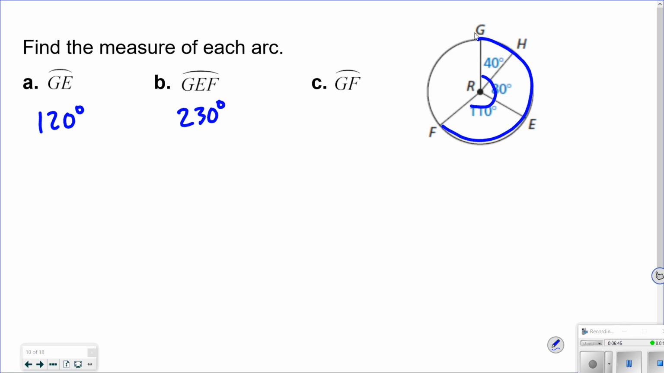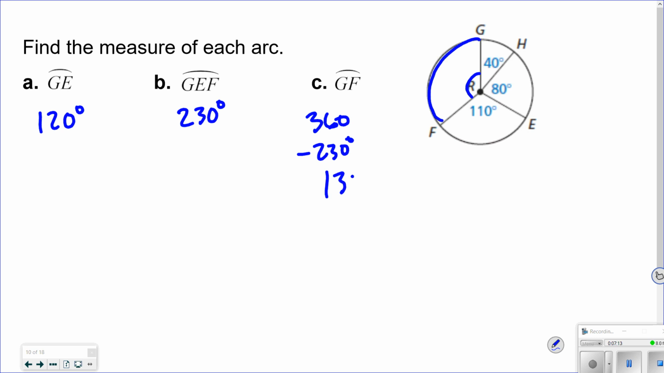GF. So be careful. Sometimes we get confused when we think of this as our GF, right? It goes from G to F. But if there's only two letters, it's talking about the minor arc. So GF is actually going to go this direction. Probably the easiest way to find that one is just to go 360 minus that arc GEF we just did, so minus 230. I subtract all those off. That's what, 130 degrees. Here's the answer right there.